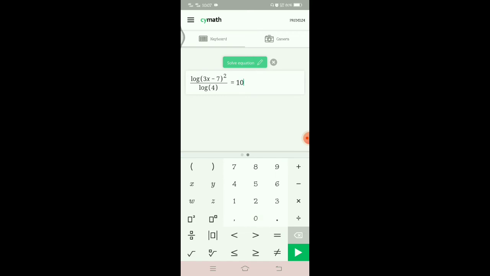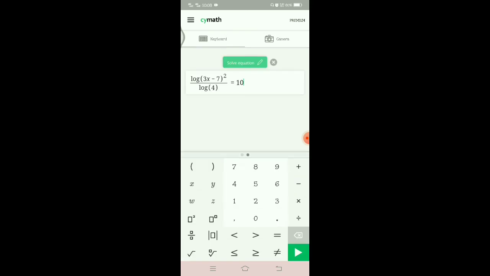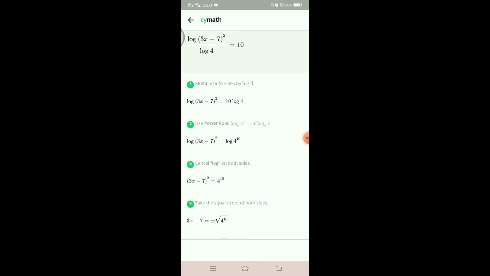So, this part is the green button. You choose based on what you want to do with the problem you input. Do you want to differentiate it? Expand it? Factor it? Graph it, integrate, simplify, or solve the equation? It is very nice, because if this problem is not for differentiation but only for graphing, you can choose what to do with a certain problem. For this input, we will solve it. Okay, so let's click that green button, and then you got it, ladies and gentlemen.